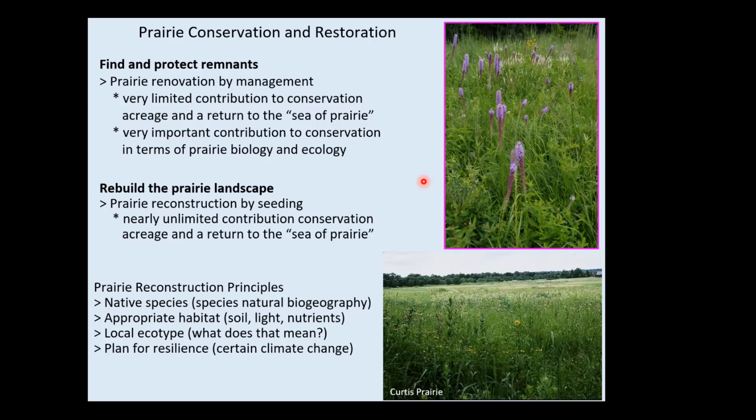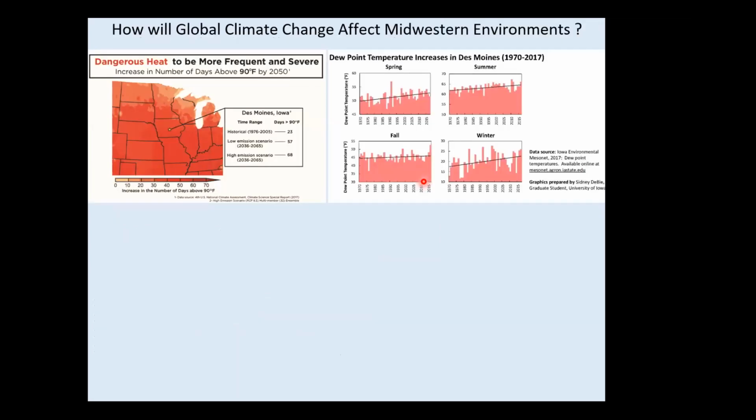And in order to do that really well, I want to try to just set the stage a little bit, give you some background information. I'm going to try not to take too long with some of these background slides. But this first one is just thinking about this question: how will global climate change affect Midwestern environments?